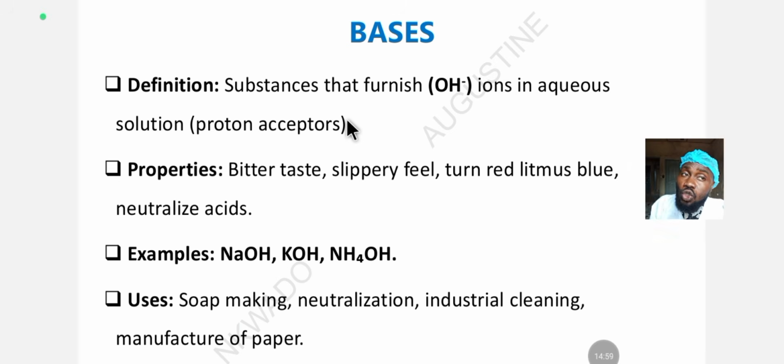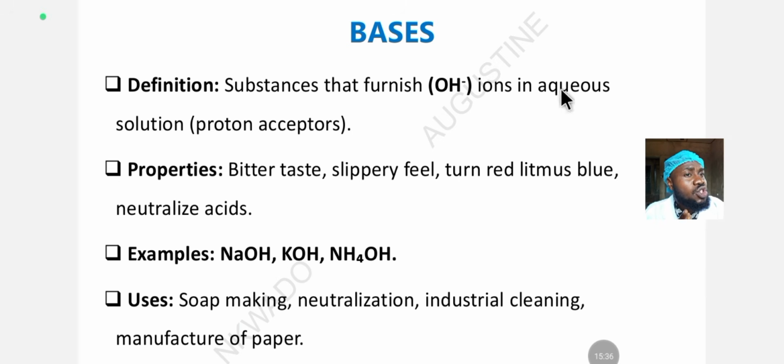A base only turns to hydroxide after dissolving in water, but an alkali is already a hydroxide. It's already a hydroxide and is soluble in water. So when a base dissolves in water, it becomes an alkali. Hope you understood. When a base dissolves in water, it becomes an alkali. For example, potassium oxide is a base. It is not an alkali.